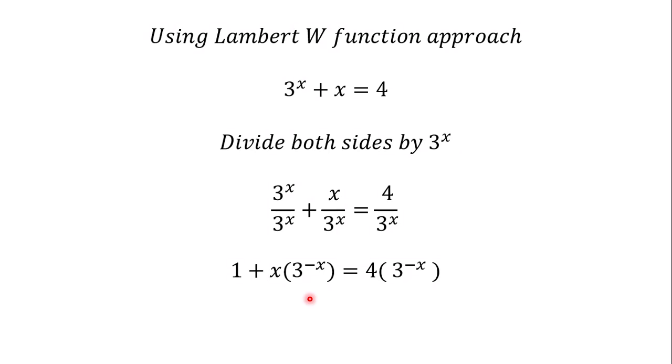So here we're just going to group like terms. We will send this one to this side, and leave the one here. So it's just going to be 1 is equal to 4 into bracket 3 raised to the power minus x minus this one, or 4 times 3 raised to the power minus x minus x into bracket 3 raised to the power minus x is equal to 1. Anyhow you do it, you're just going to get the same answer. Okay.